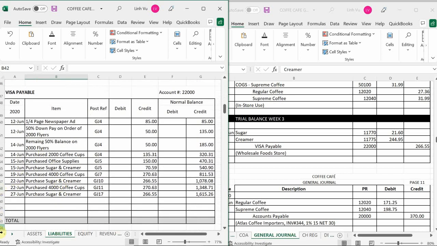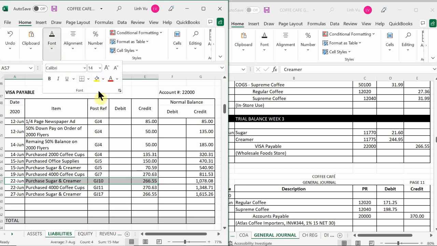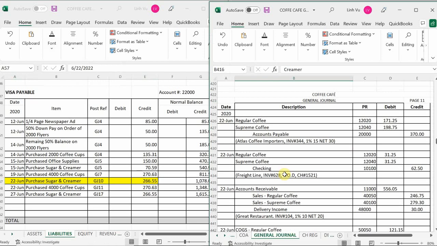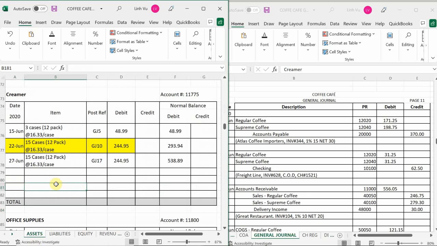For the 22nd, right here: purchased sugar and creamer for a total of $266.55, which is correct. Okay. So yes, this is going to be the tedious part, but we can go through it all together. So regular coffee and supreme coffee. So let's see here.